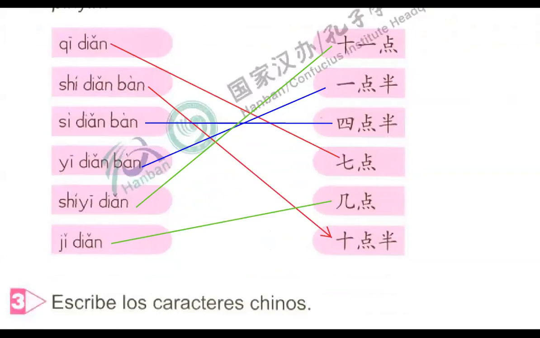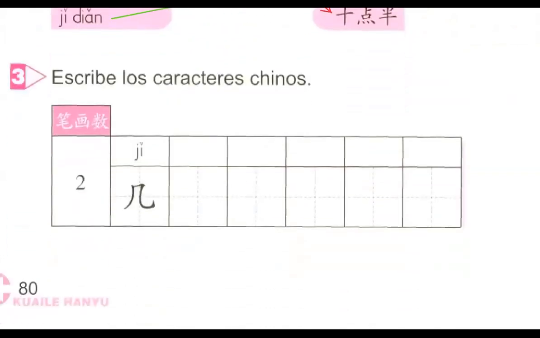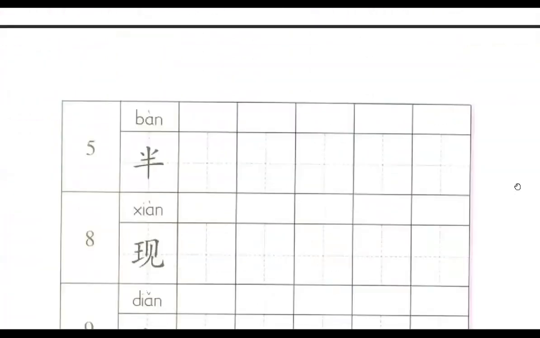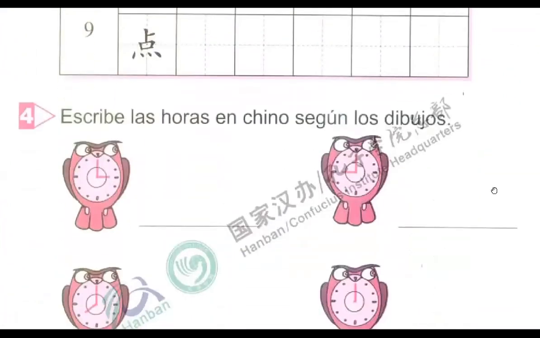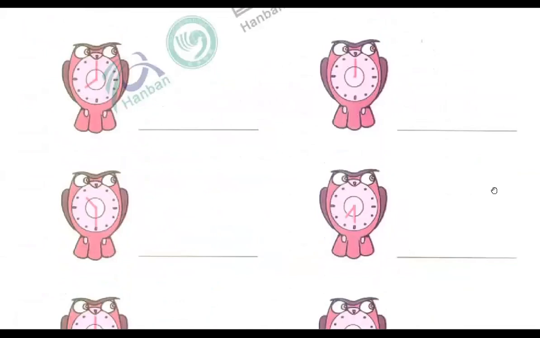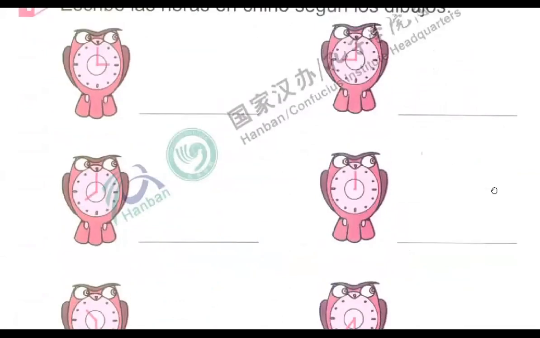Now we continue with the next activity. As you can see here, we have to write these characters, so you can send to me your writing. And here we have also these other characters. And now we have this interesting exercise that I want you to check.